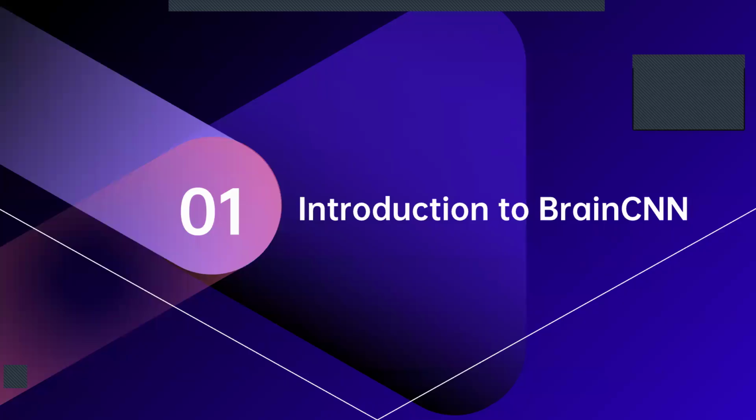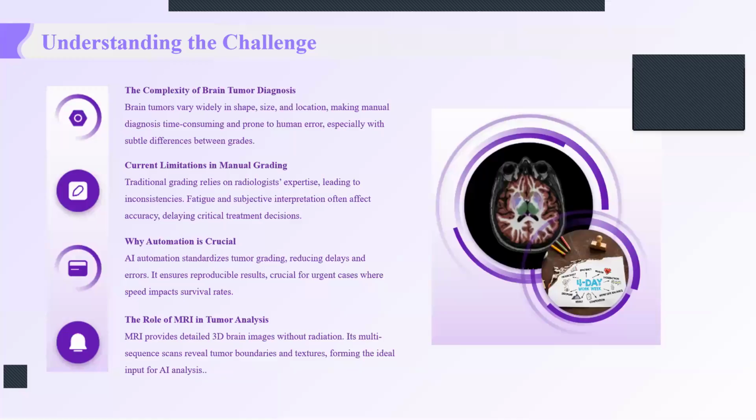The paper points out that brain tumor grading is hard and time-consuming. Tumors vary a lot in size, shape, and position, which makes manual grading subjective. So, the authors suggest using AI to make the process faster and more consistent.